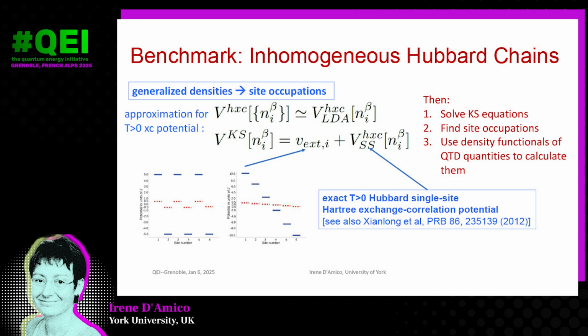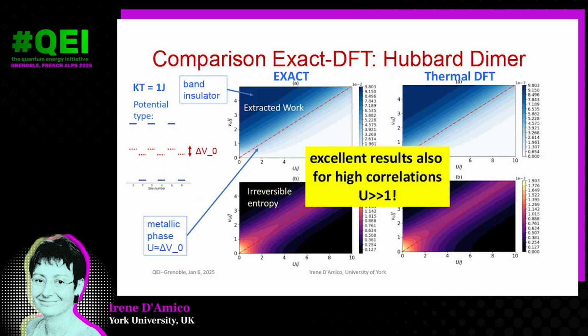And when we solve this system with our Kohn-Sham equation and find the density, we compare with the exact result, here exact result for this is a dimer, for the extracted work and the irreversible entropy. This is the Mott insulator phase, no work extracted. The band insulator phase, most work extracted. This is the metallic phase in between. The metallic phase is very well described and pointed out by the irreversible entropy. We see that with thermal DFT, we basically obtain results that are indistinguishable.